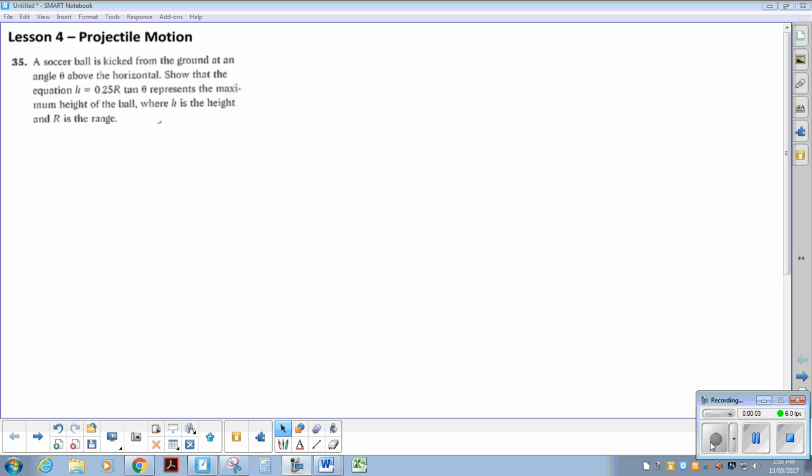Hello, welcome to problem help with Unit 1, Lesson 4, projectile motion. I'm looking at question number 35. So we have a soccer ball that is kicked from the ground.